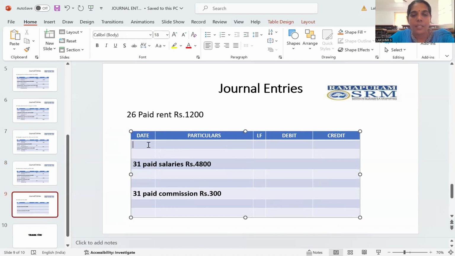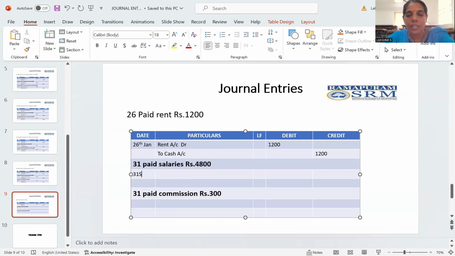And 26th January, paid rent. We paid rent in the form of cash. So cash goes out of the business, to cash account. We paid cash for rent, so rent account debit, rupees 1,200. If nothing goes out of the business or nothing comes into the business, whatever is given in the transaction should be in the first or second line.